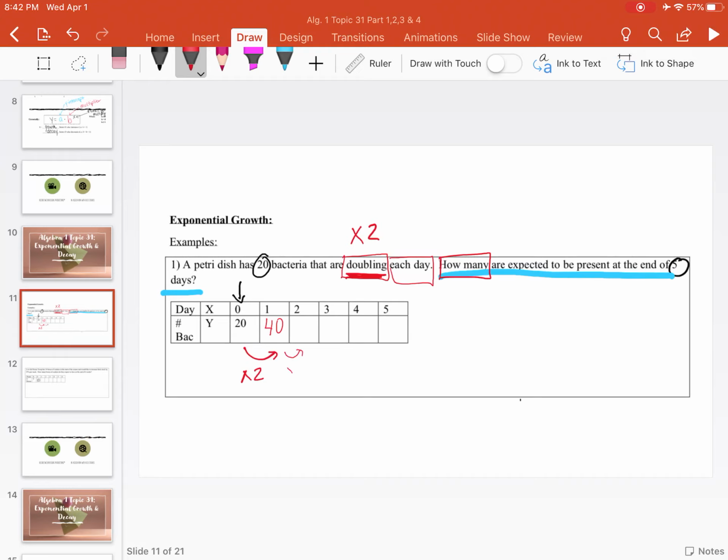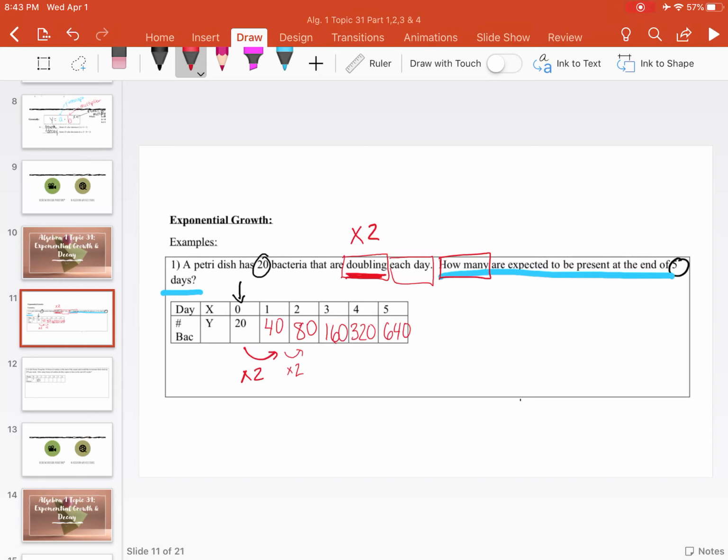So we're doubling our previous entry. If we double 40, we get 80. And the pattern will continue. So then we get 160, 320, 640, etc. Now it might look really simple. Well, we already found how many bacteria are supposed to be there at the end of 5 days: 640.